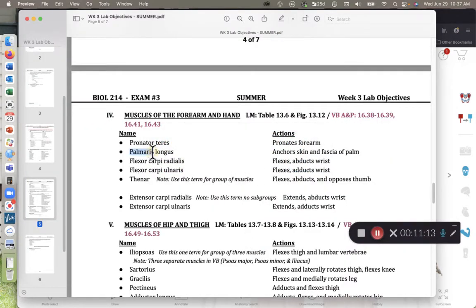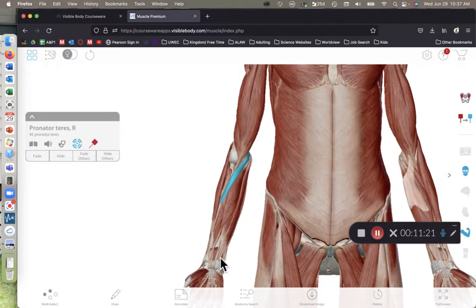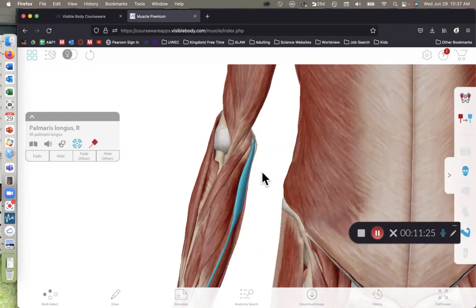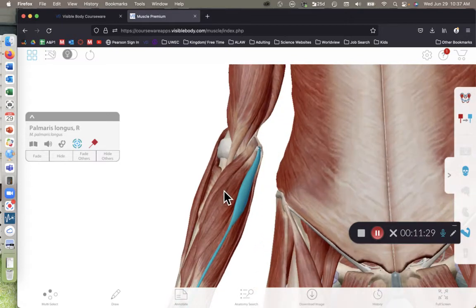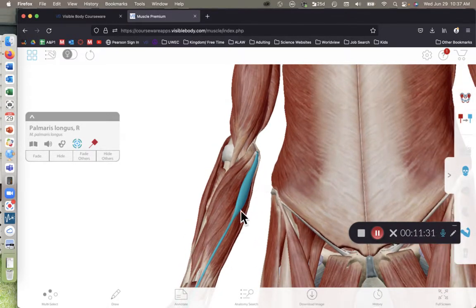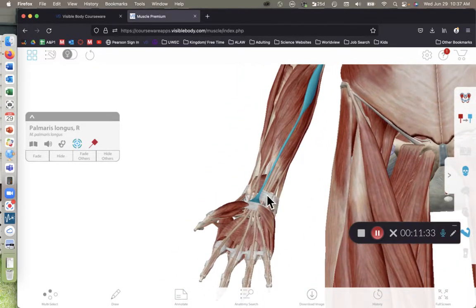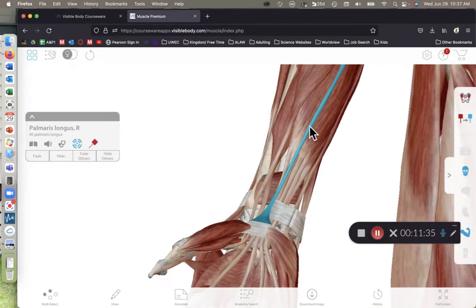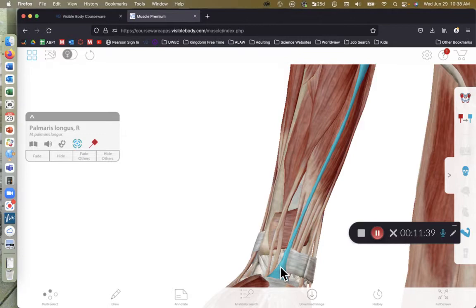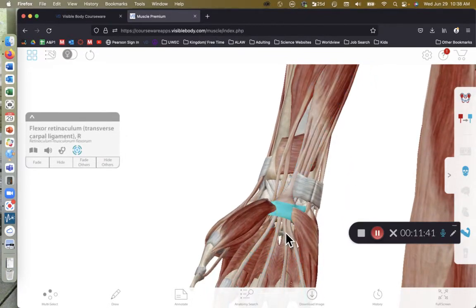Next we have the Palmaris Longus. This is a long muscle that is going to connect to the palm. So we're looking for that Palmaris Longus. I want to highlight that it is on the medial side of the forearm. It's a long, skinny muscle, and I want to emphasize this connective tissue ligament, or this tendon right here for the Palmaris Longus. It goes to the palm.